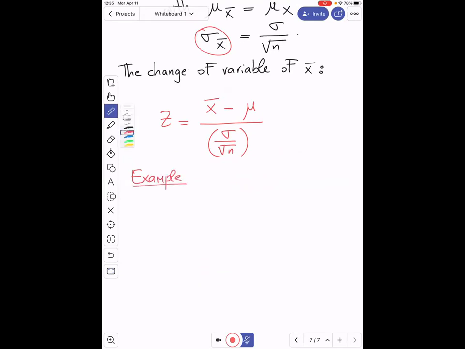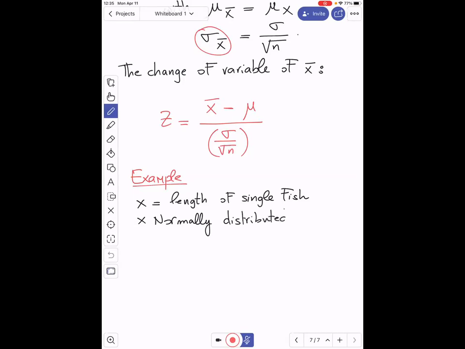So let's get back to the example of the fish. Remember, we said this X represents the length of a single fish, and we said X is normally distributed. And we had our mean, the mean of x. We said it's 10.2 inches.